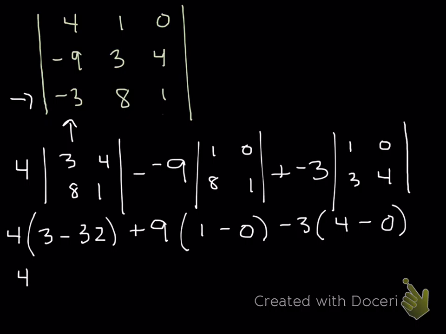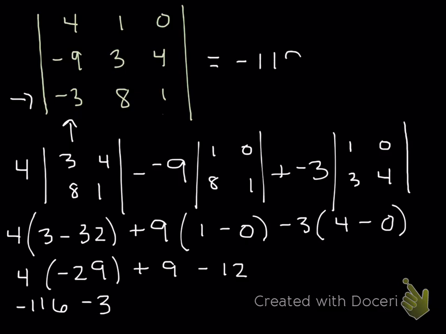So here we'll have 4 times a negative 29, plus 9 times 1, which is 9, and minus 3 times 4, which is a negative 12. So out front here we get negative 116. Positive 9 minus 12 will be negative 3. So the determinant of this equals negative 119. That's all for today. We're going to make sure we're really feeling comfortable with this tomorrow, and then we're going to apply this to Cramer's rule in solving a 3 by 3.